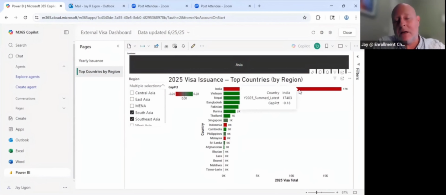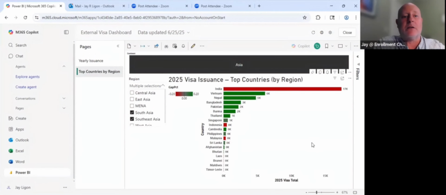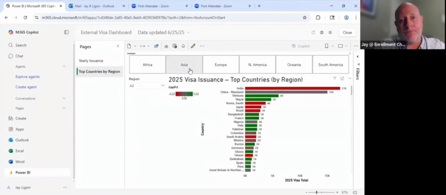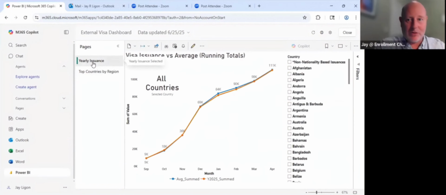So India, I'm definitely not going to build out right now, but maybe Vietnam, Nepal, Bangladesh, Pakistan, Thailand would make up a nice little portfolio for my fall recruitment if I wanted to recruit in these markets, and I would be doing much better than the average bear, I believe is the expression. So anyway, that's how that works. It's cool, it's fun, and you can get your hands on it.